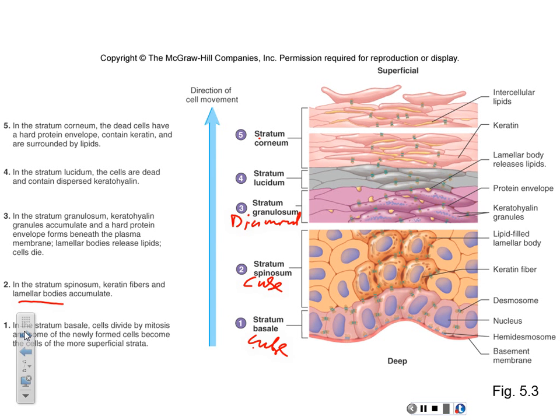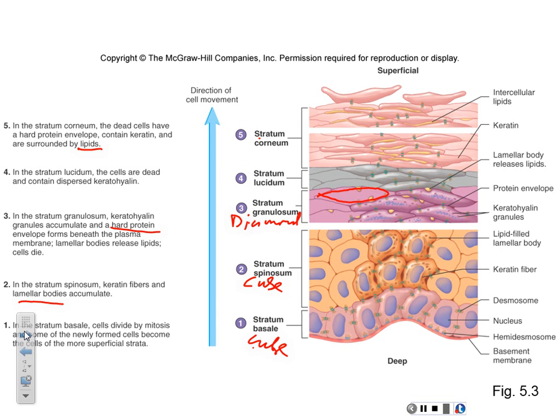And surrounded by lipids. And the proteins here in the granulosum layer also get surrounded by that hard protein coat, just under the plasma membrane, okay? So that they are even harder. So there's going to be a hard protein coat down here, like that. And then inside, of course, you have the granules, right? So that's that.